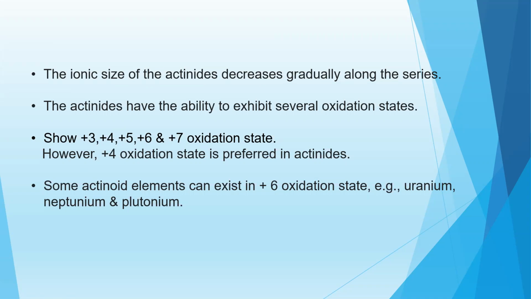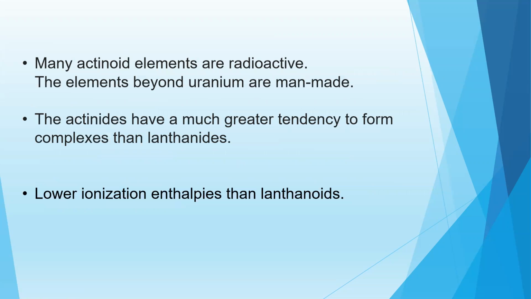Some actinoid elements can exist in the +6 oxidation state, for example uranium, neptunium and plutonium. These are all radioactive elements. Many actinoid elements, as I told, are radioactive. The elements beyond uranium are man-made.